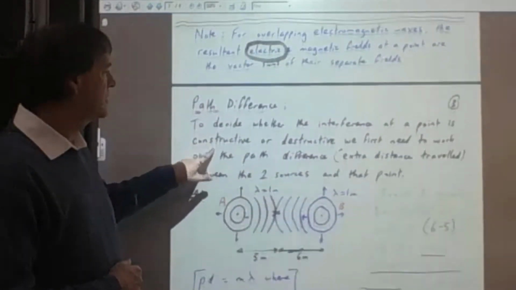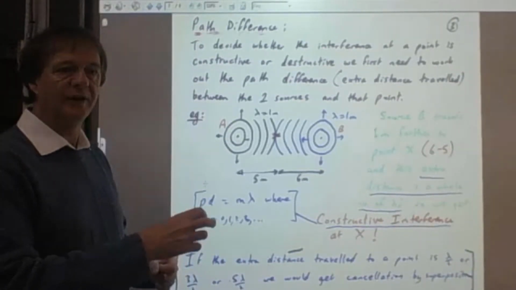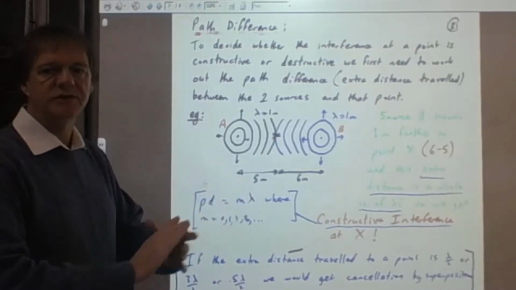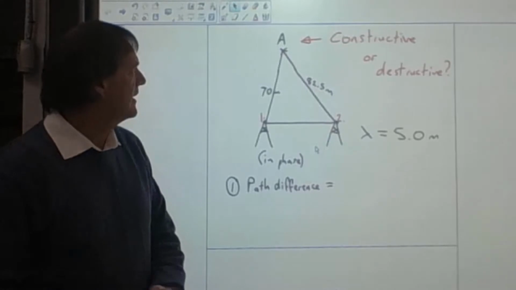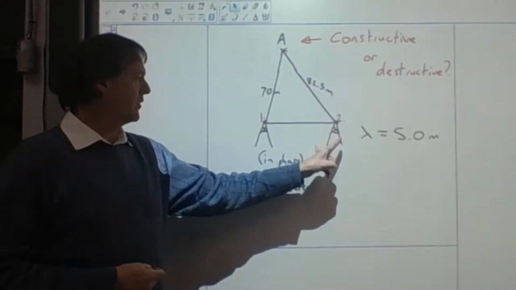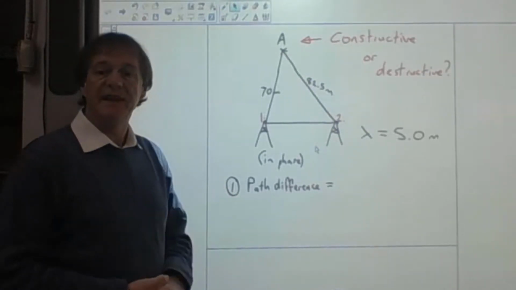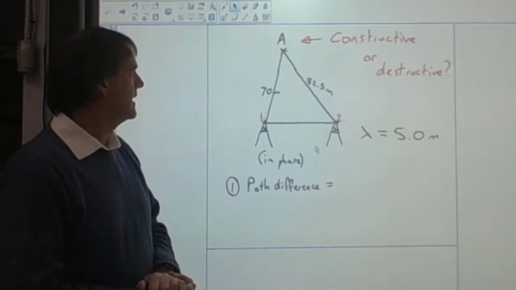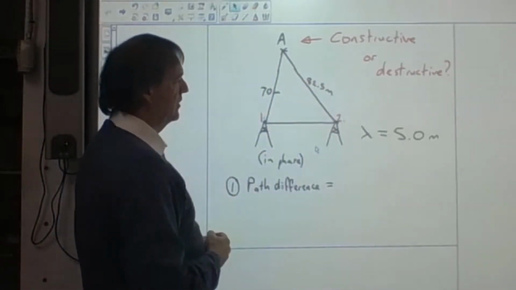Now, when you're solving these questions, the key thing to keep in mind is what's the path difference between the two waves. To decide if it's going to arrive as constructive or destructive interference from two sources, we need to know what the path difference is doing. So we've got an example here. If you had two transmitting towers of radio waves, okay, and they have the same wavelength and they're transmitting in phase with each other, what would happen if you were trying to receive the signal at point A here? We've been told that it's 70 metres from one tower and 82.5 metres from the other.